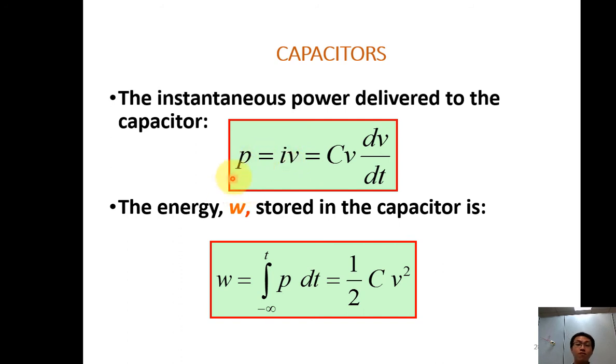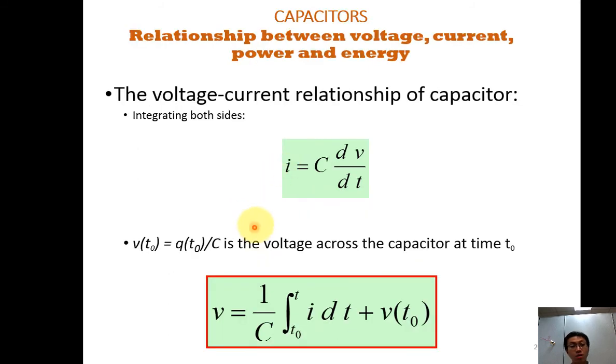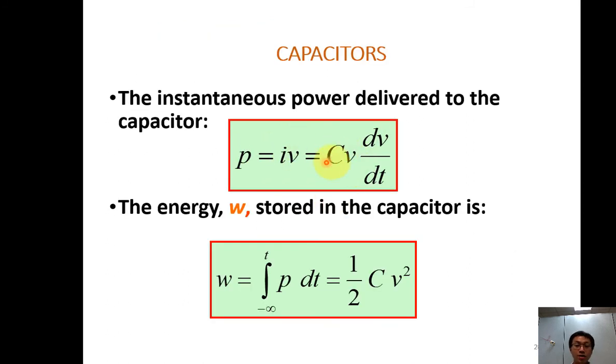We can also express the power delivered to the capacitor. As usual, P equals VI. If you still remember, my I is C dV/dt. So I put C dV/dt in as I, and then I copy my V. So this is my power. I can also express it as an energy W. W equals the integral of the power from negative infinity to a certain time. Then I can write it in a simple way, which is half C V squared.